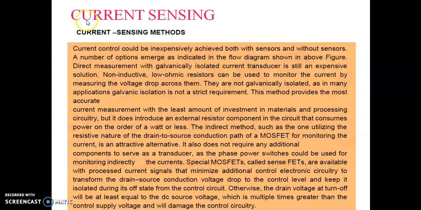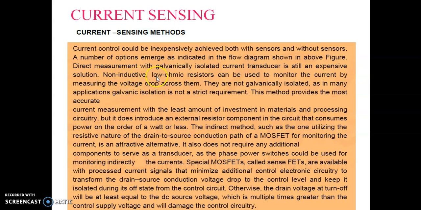Now let us look into the current sensing methods. The current control could be inexpensively achieved both with sensors and without sensors. A number of options emerged as indicated in the flow diagram shown in the above figure. So the direct measurement with galvanic isolated current transducer is an expensive solution.